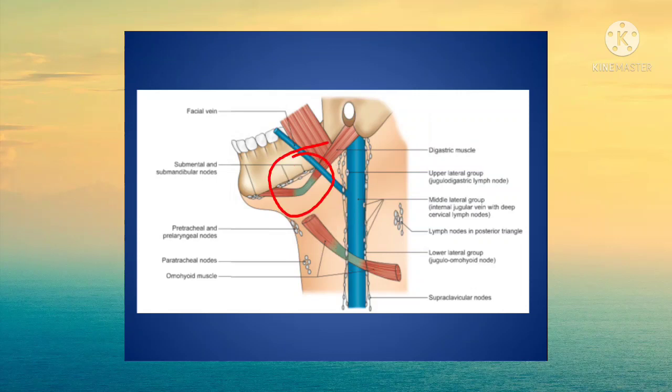The submandibular nodes are situated in the digastric triangle beneath the deep cervical fascia.